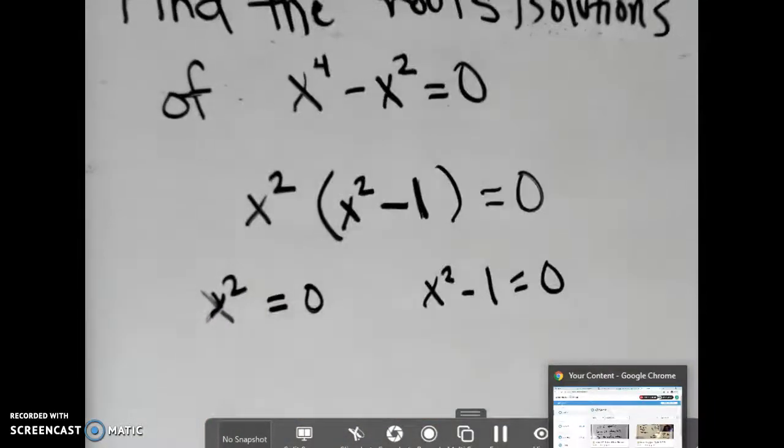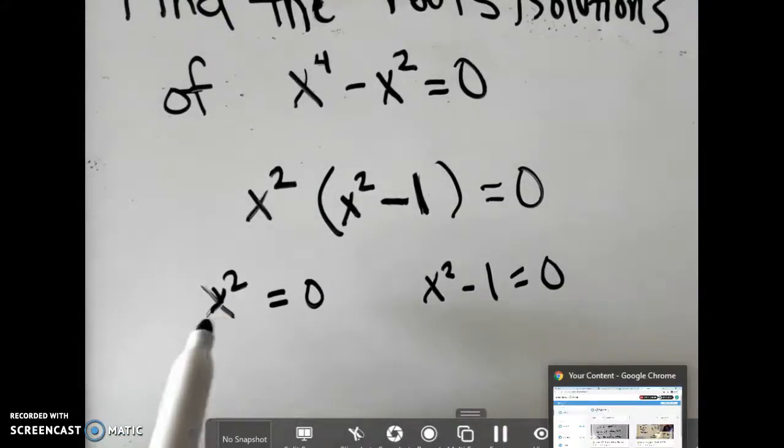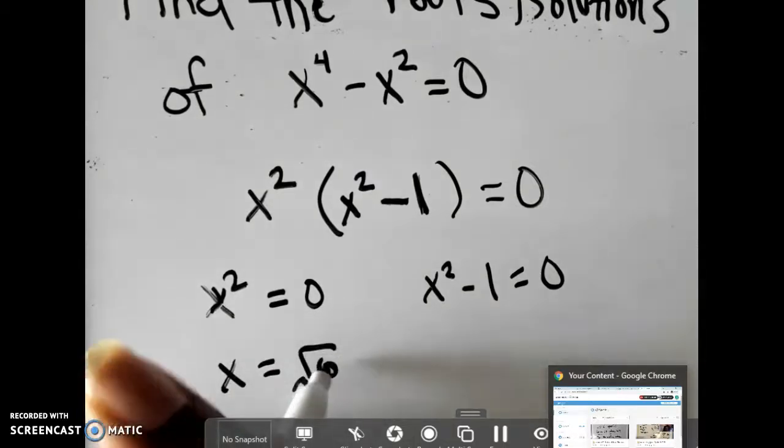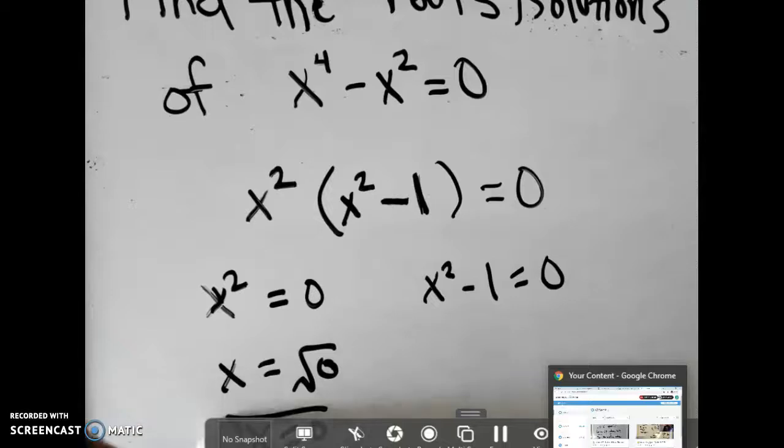Again, I'm trying to find the roots, so I need to get the x by itself. So on the left side over here, when I take the square root, I'm going to be left with x equals the square root of 0, which is just 0.